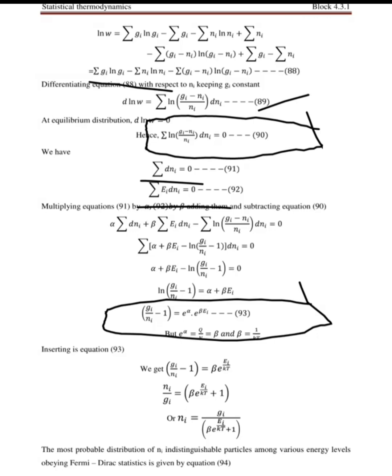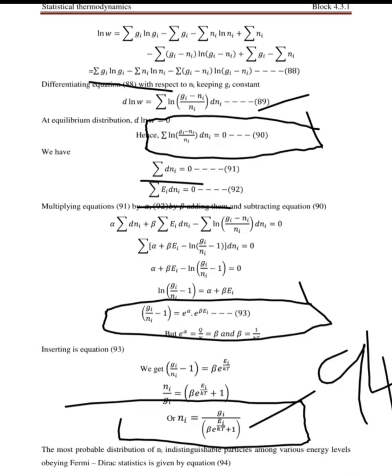Further, inserting this equation 93, we get Ni is equal to Gi divided by (beta e to the power of Ei by kT plus 1). That is equation 94. So here the most probable distribution of individual particles among various energy levels is shown in the Fermi-Dirac statistics in equation 94.